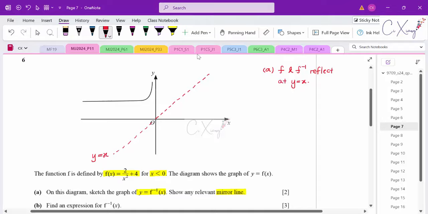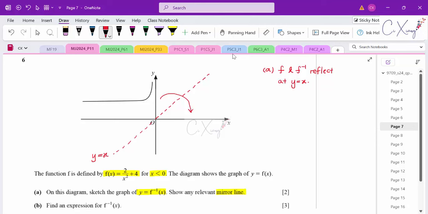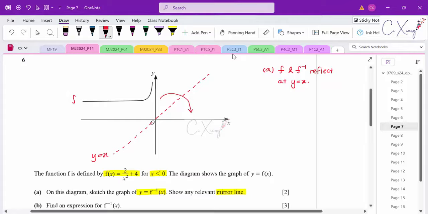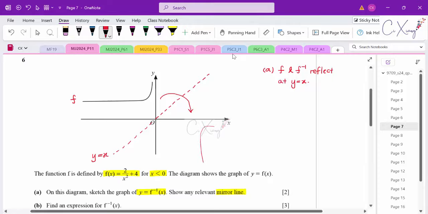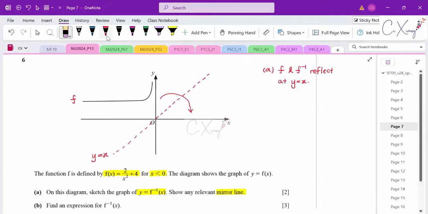Then let's say you imagine this is the mirror line, right? If you try to fold your paper through the mirror line to this side, you should imagine roughly how your f inverse will look. This is your function f. You fold it through the line, then your function f inverse might look something like that. But if you want to be more certain, you can double check. All the steps here will not be given marks, I believe, but it is just to verify, or to double confirm, that your graph is correct.